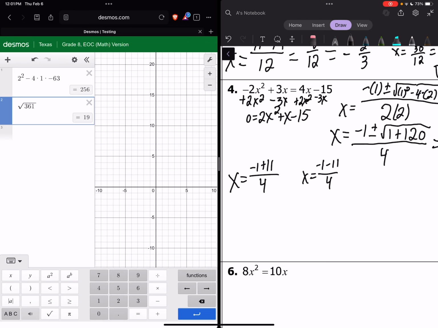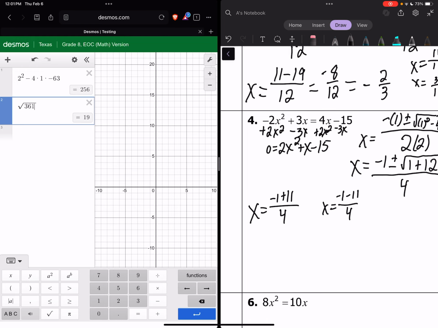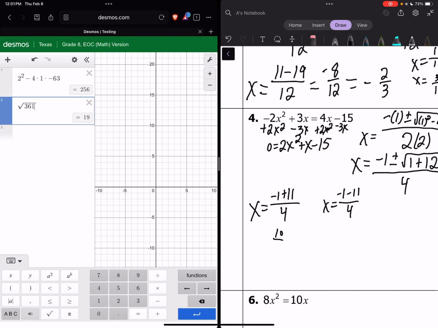Okay, for these problems, I'm going to simplify this. 10 over 4, which is 5/2. And this one is going to be negative 12 over 4, negative 3. x equals negative 3, comma, 5 over 2.